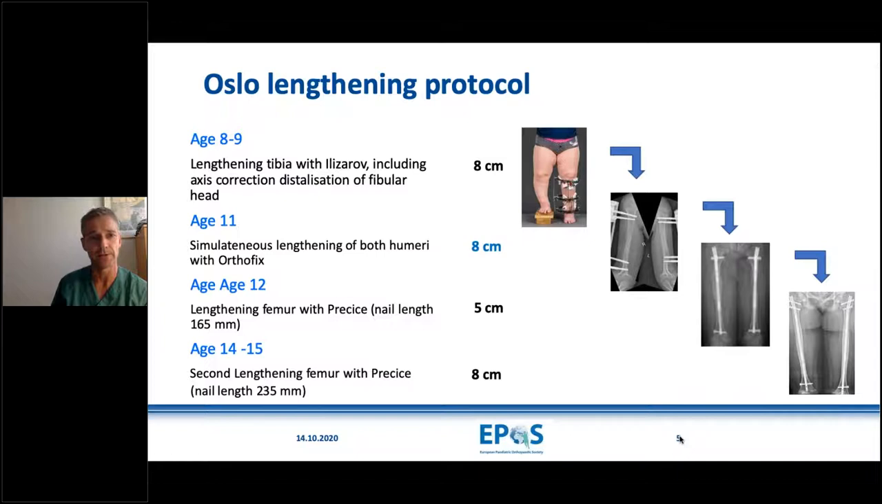at age 11. Then at age 12 and age 14-15, lengthening with intermediary nails, where we start with the shorter precise nail and then with a longer precise nail later on. So they gain a total standing height of 21 centimeters plus and the arm length of 8 centimeters.